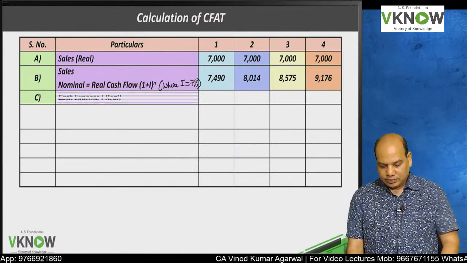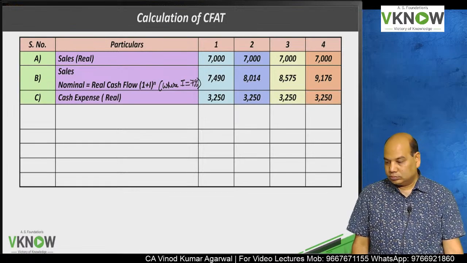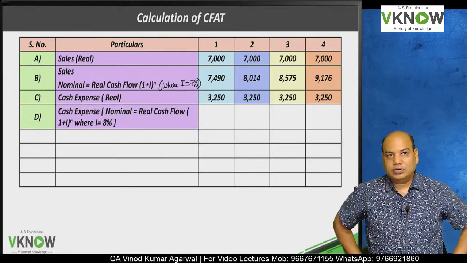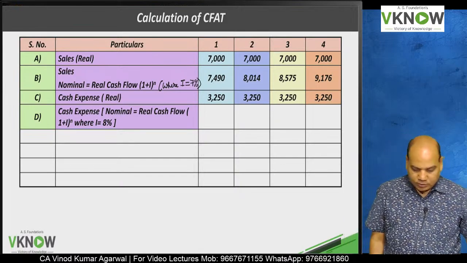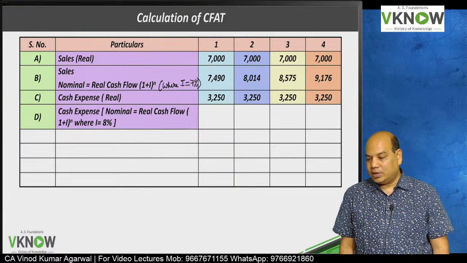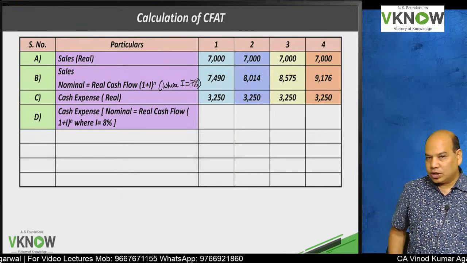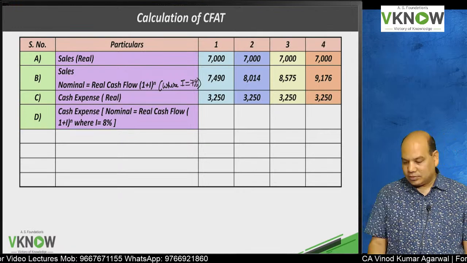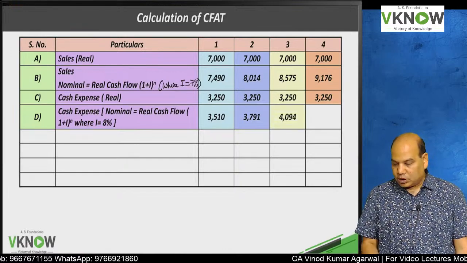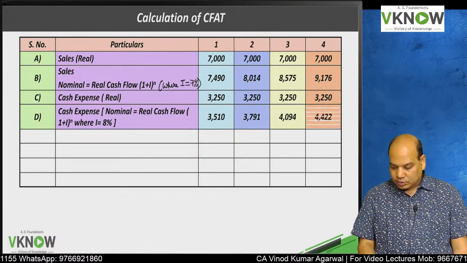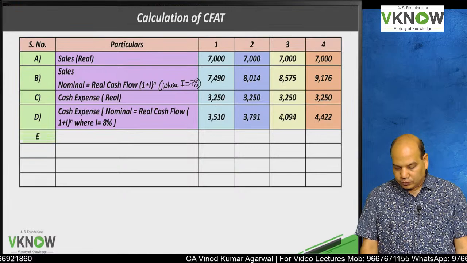Next point, number C: cash expense real. Copy from the book. Now write down cash expense nominal. Nominal is equal to real cash flow into (1 plus I) to the power n, where I is equal to 8%. Again, take your calculator: 3250 plus 8%, 3510 plus 8%, 3791 plus 8%, 4094 plus 8%, 4422.